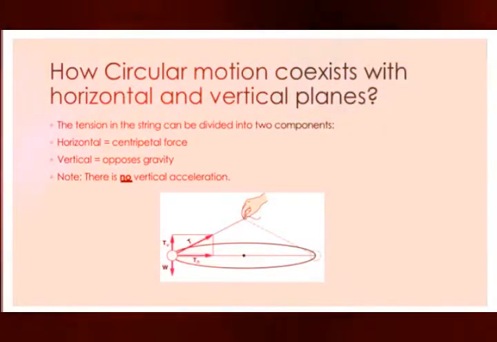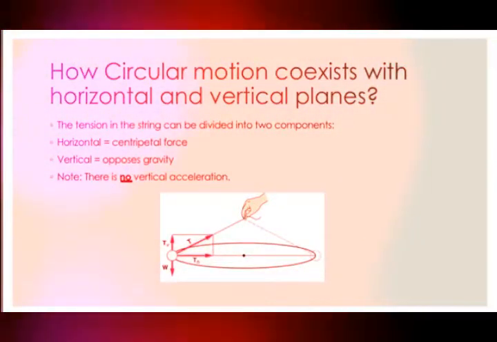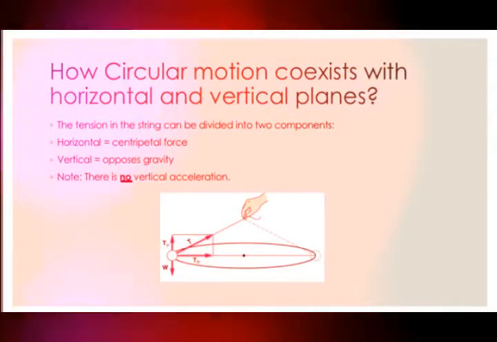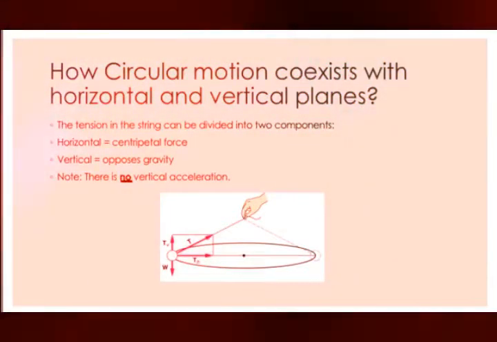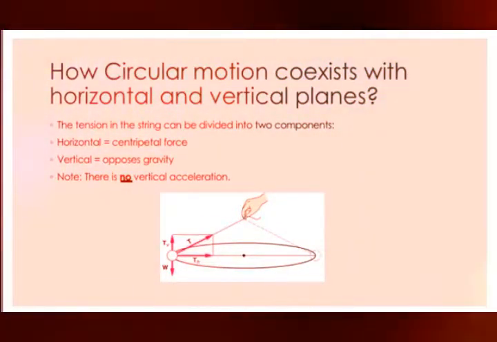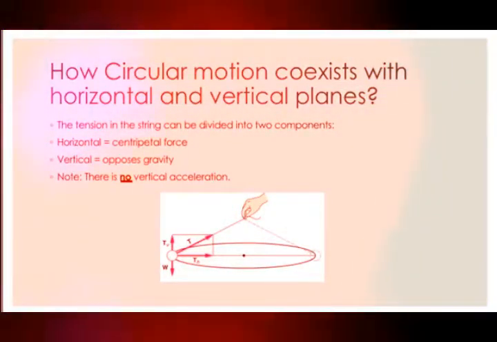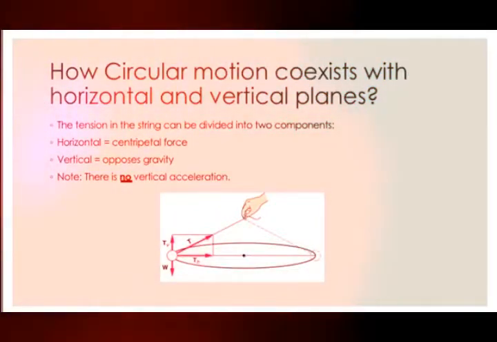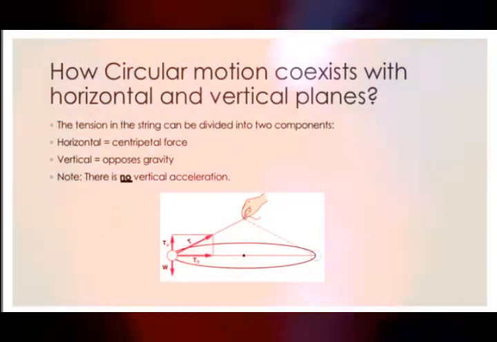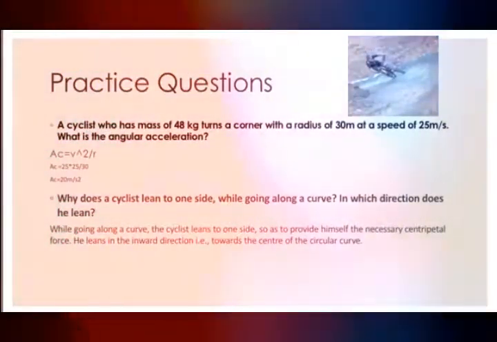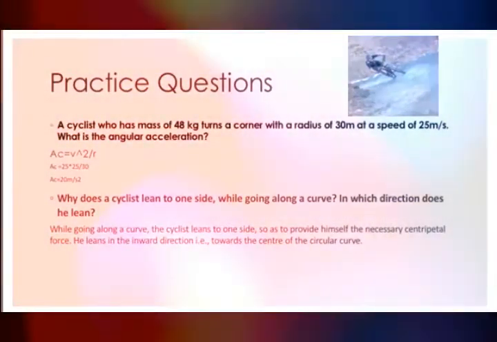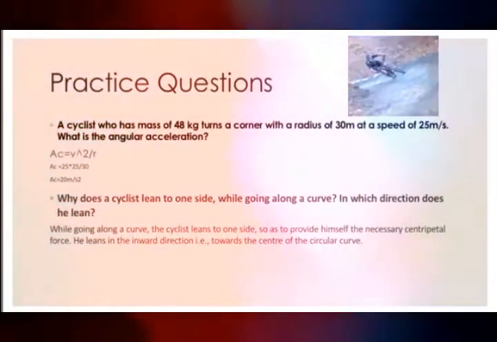As you see in the diagram, there is a man spinning a ball around an axis, a pivot point. The tension in the string can be divided into two components: horizontal, which is the centripetal force pulling the ball closer to the center of the circle, and vertical, which is the tension opposing gravity. We know now how circular motion coexists in vertical and horizontal planes. So now let's solve a few practice questions.